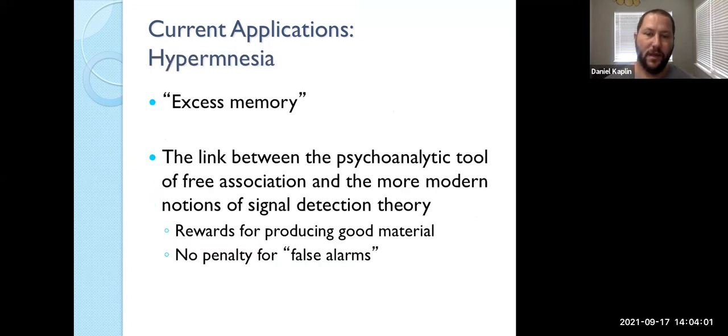We have excessive memory at times. Now, this is hypermnesia, right? And one of the reasons why we have such hypermnesia is that it serves similar to signal detection theory, right? Which is we're anxious, the alarm bells go off. We remember the times that we were right, but we ignore the false alarms.